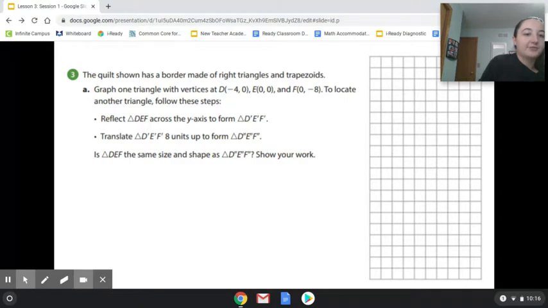Then for number 3, we have a quilt that has a border made of right triangles and trapezoids. So you're going to graph a triangle at these vertices, so you'll have to make your own little coordinate plane. You graph them at these 3 vertices, and then from there you're going to take that triangle and reflect it along the y-axis, and then you'll take that new triangle you just made and translate it 8 units up, and then discuss whether it is the same size and the same shape. And that will be your homework.